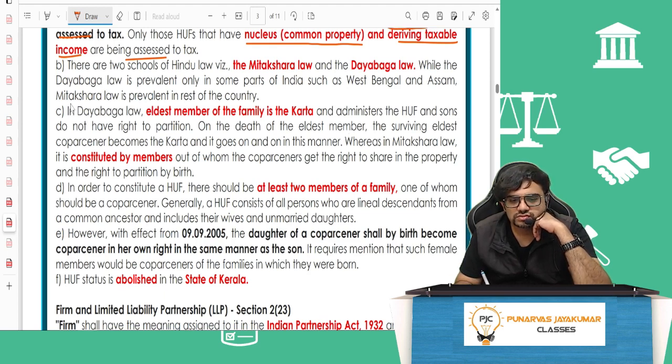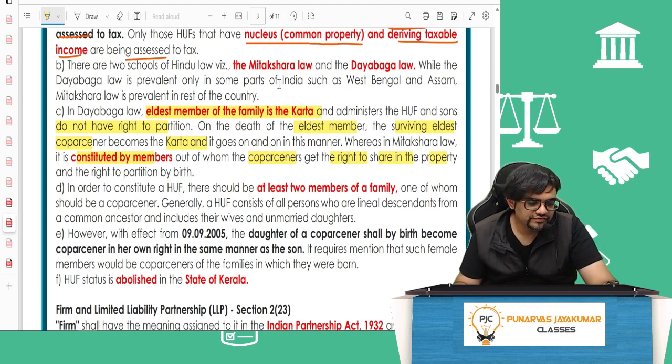In the Dayabhaga law, which is there in West Bengal and Assam, the eldest member of the family is the Karta. Sons do not have the right to partition. On death of the eldest member, the surviving eldest coparcener becomes the Karta, like that. They'll have the right to share of property, etc. But in Mitakshara law, it is constituted by members, out of whom coparceners get the right to share in the property, right of partition, everything. So which is a better law in terms of partition, etc.? It is the Mitakshara school of Hindu law. The Dayabhaga is only in those two places.